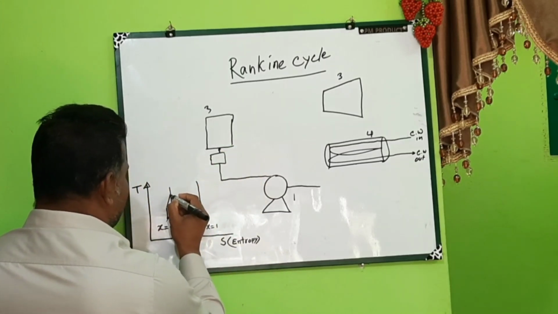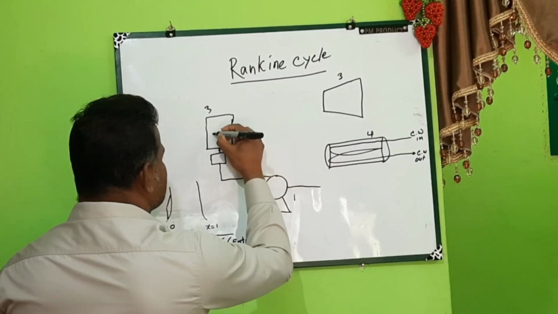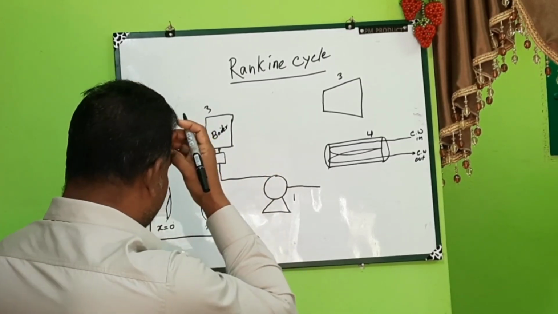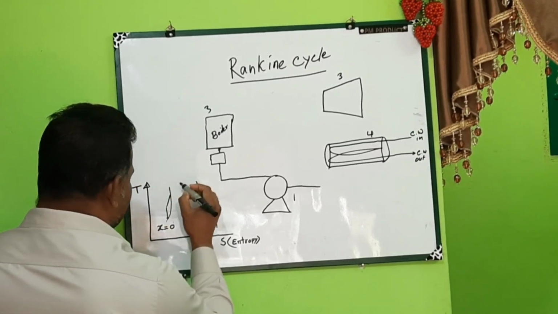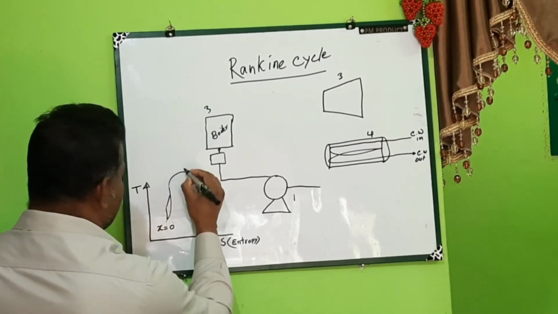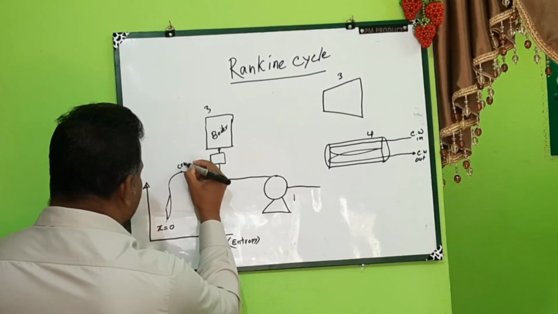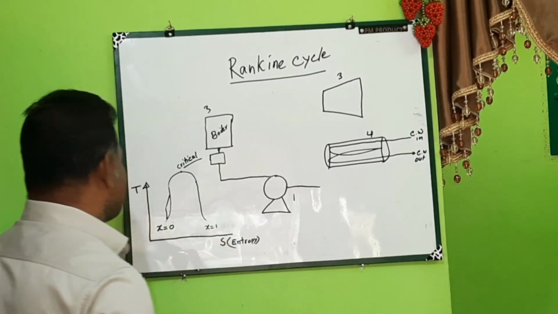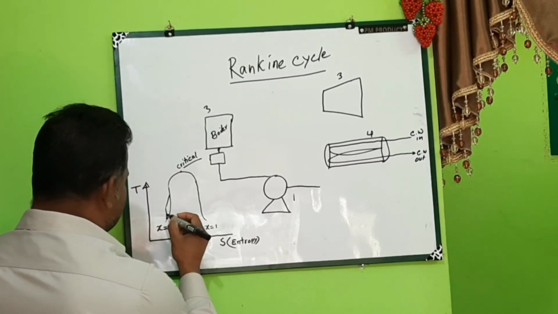After going to the boiler, on this side we will add more heat. In this boiler, we are adding more heat. Before this, I am completing this vapor dome. So this is going like this. This point in the Rankine cycle is called the critical point. You understand this one? This is the critical point.